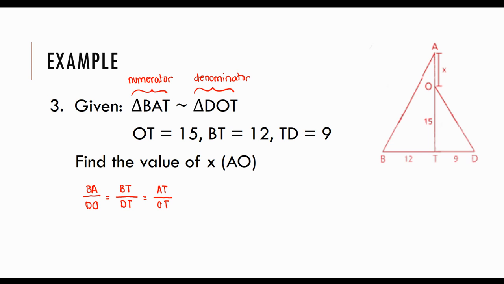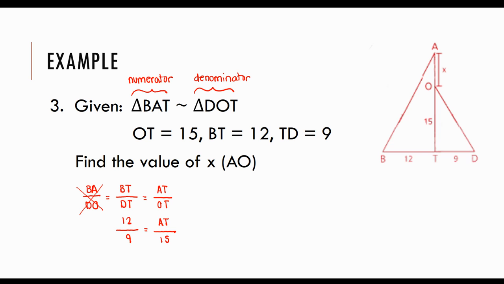So given the information that I have, I'm going to start putting numbers in. I know what OT is. I know that that's 15. I know what BT is. That would be 12. And I know that TD is the same thing as DT. That's 9. Notice that this first ratio is really of no use to us at this point. So what I can find first is AT, even though that's not my final answer, because we really want to find AO or X, but I can start there.